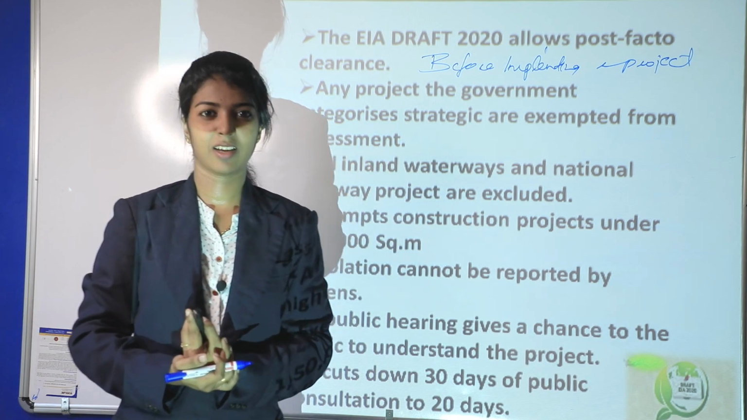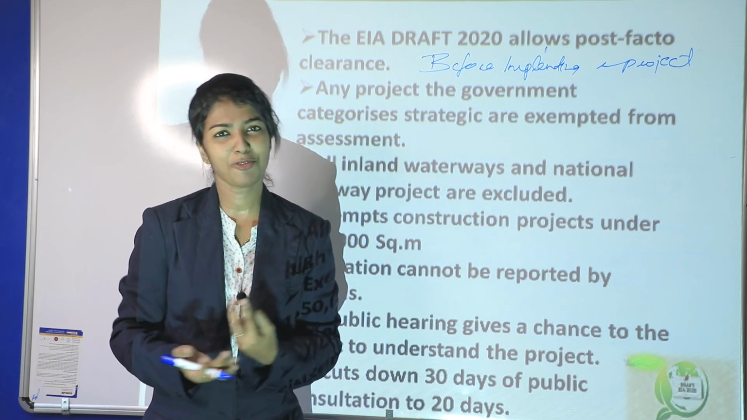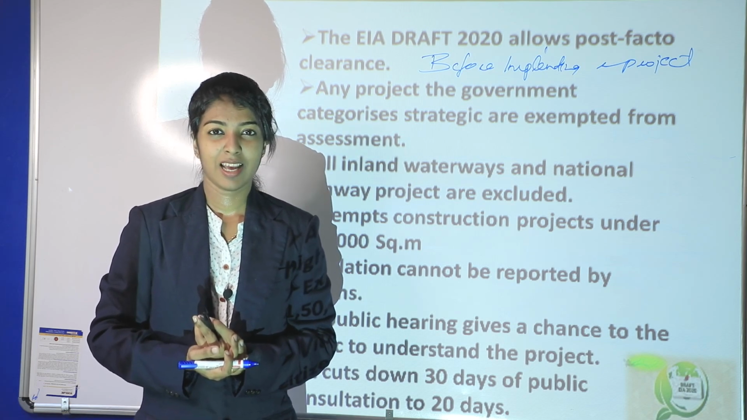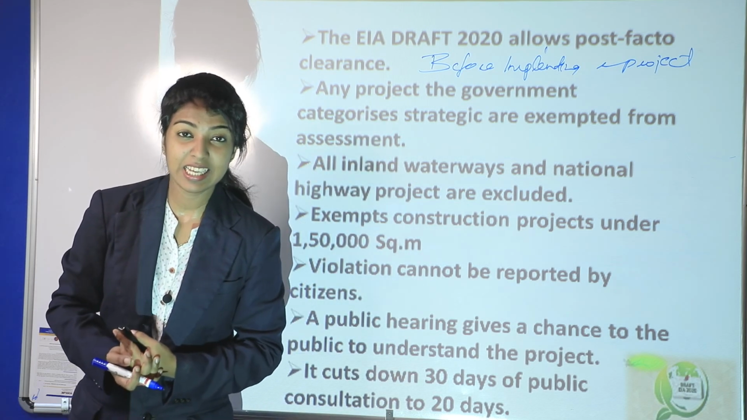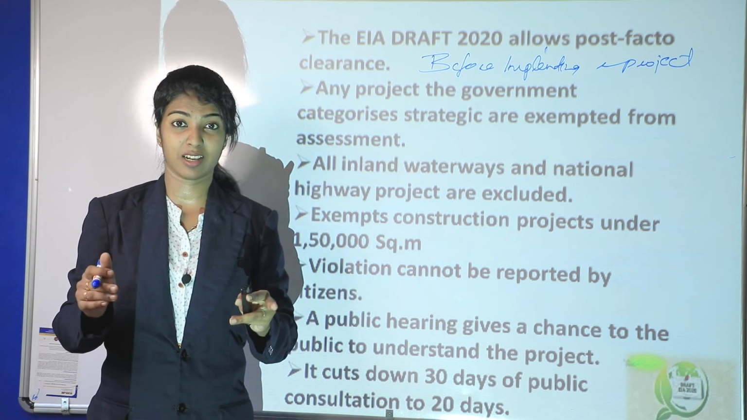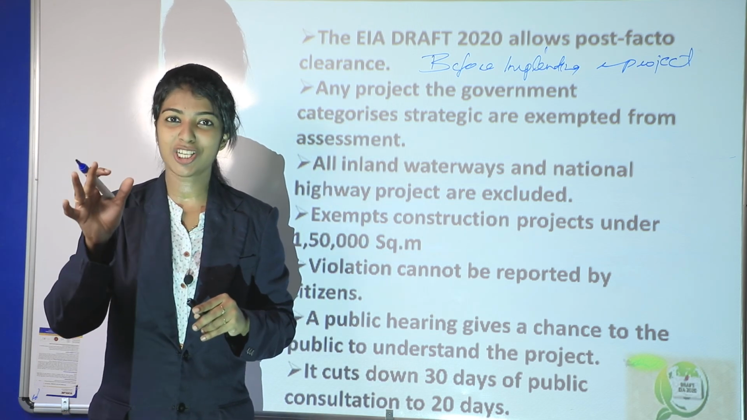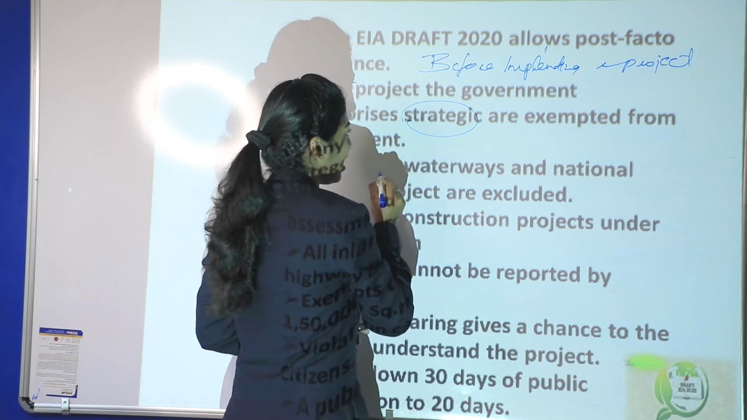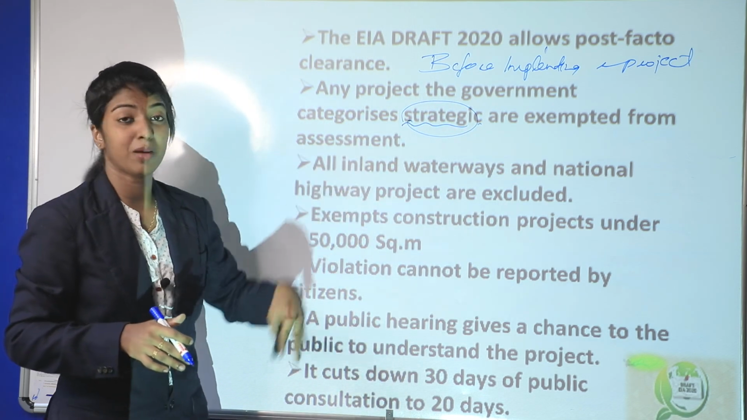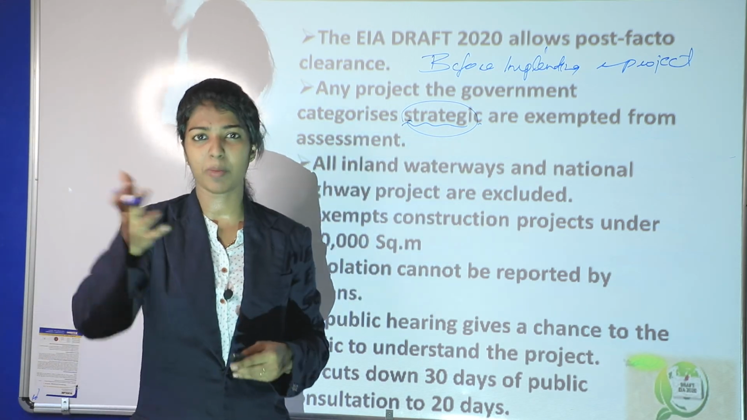What is government? Government is for the people and by the people, right? It is democratic government. But here, government is saying that any project which it considers strategic is exempted from the assessment. If a project is named strategic, it is exempted from this assessment, whether it is strategic or normal, whatever it may be.